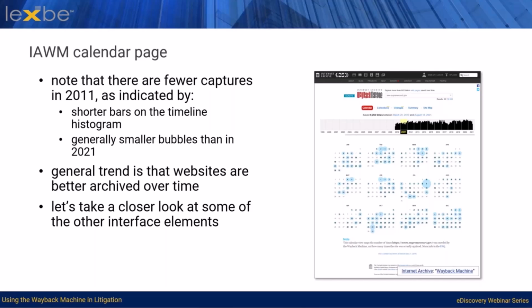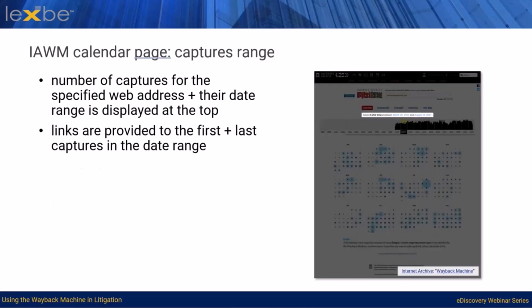At a glance, we can tell that the archival coverage for this web page is sparser for 2011 than it was for 2021. The bars are shorter on the timeline histogram, and the bubbles in the calendar view below are smaller. This is an unsurprising result, as the general trend is that websites, especially relatively popular or mainstream websites like this one, are better archived over time. Let's take a closer look at some of the other interface elements.